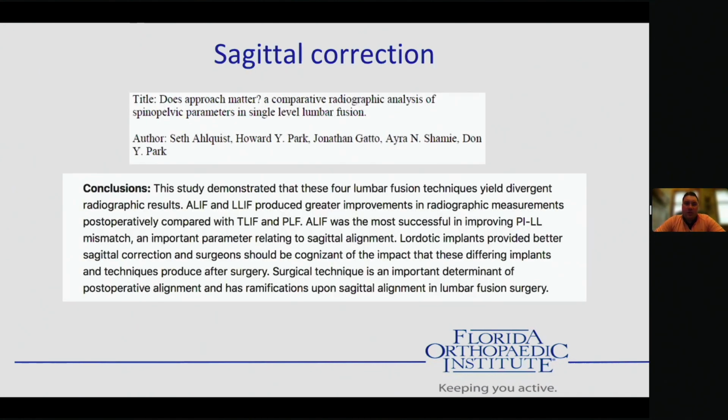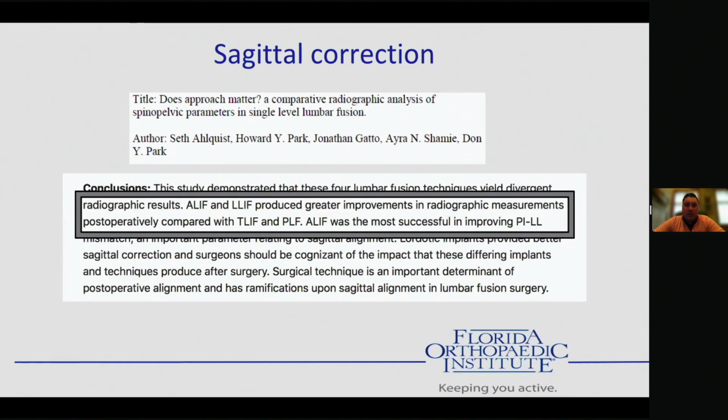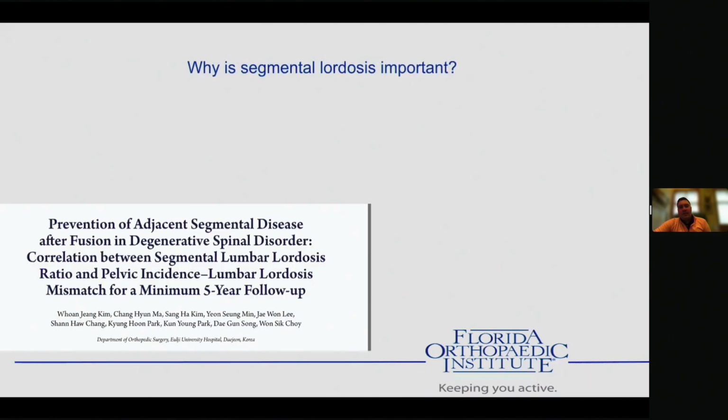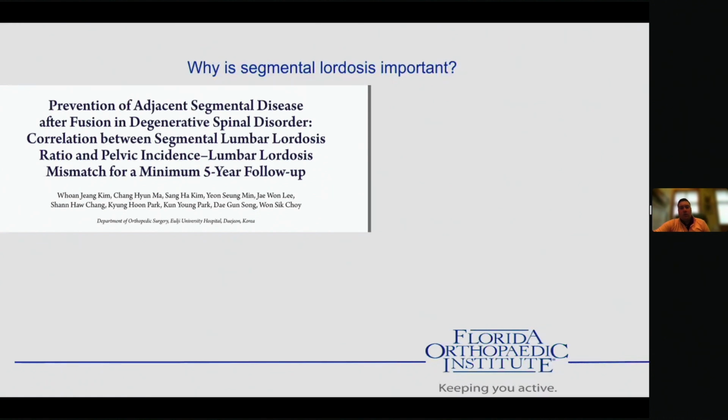Now, sagittal correction is an important component of this, and this was a paper just looking at does approach matter when we're talking about sagittal correction. This was looking at A-lift versus A-lift and lateral surgery versus T-lift and posterior-based surgery, and found that there was a significant improvement post-operatively in the patients from an anterior column with regards to sagittal correction. And we know that segmental lordosis is extremely important in our patients.